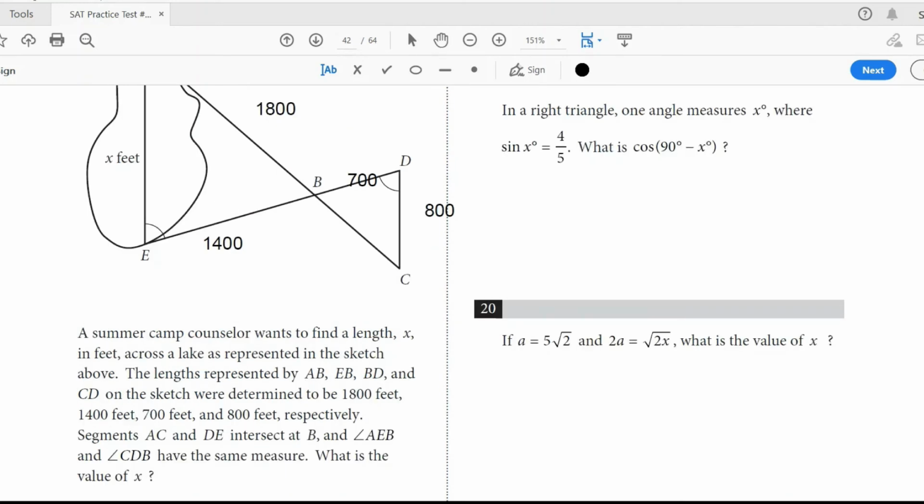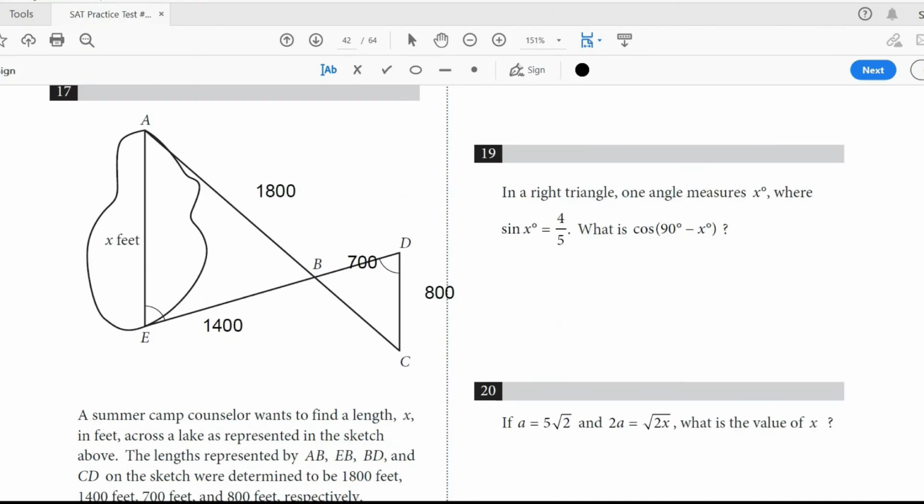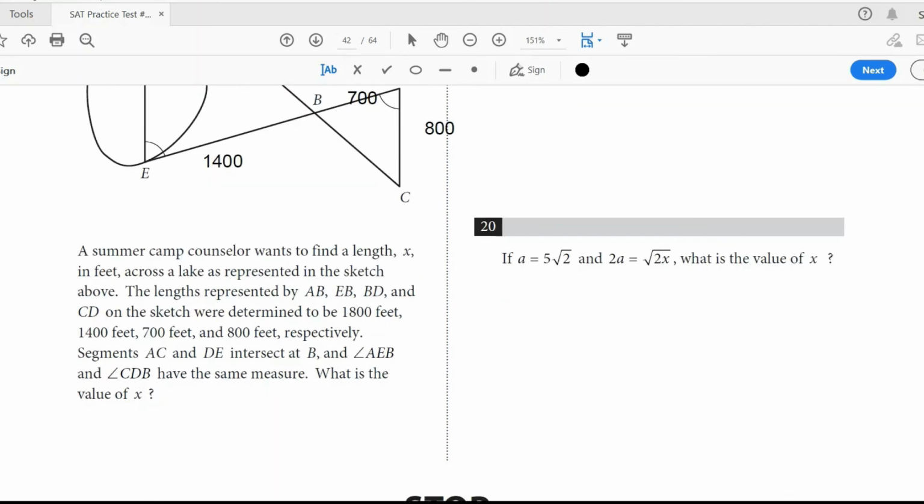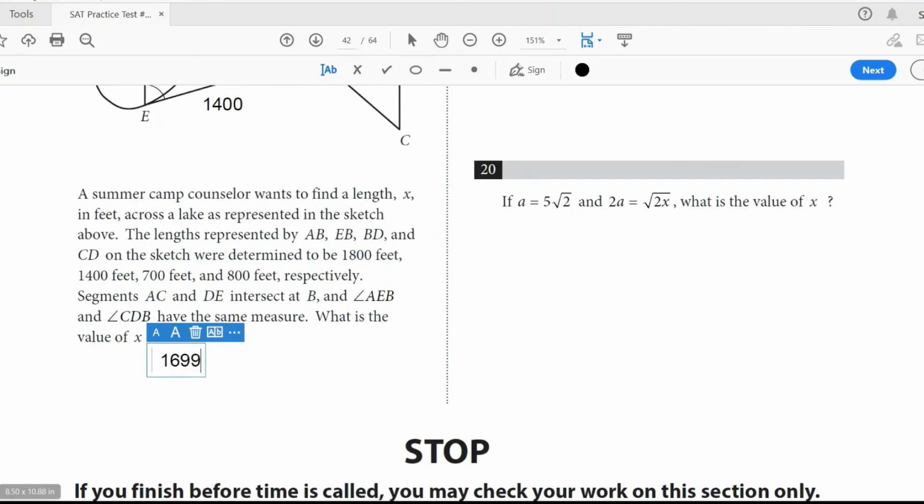So what we get from all of this is that these two triangles are similar because they have these two sides the same and the ratio is the same as well. So 700 multiplied by 2 equals 1,400. Therefore, 800 multiplied by 2 equals what? It equals 1,600, and that should be our answer.